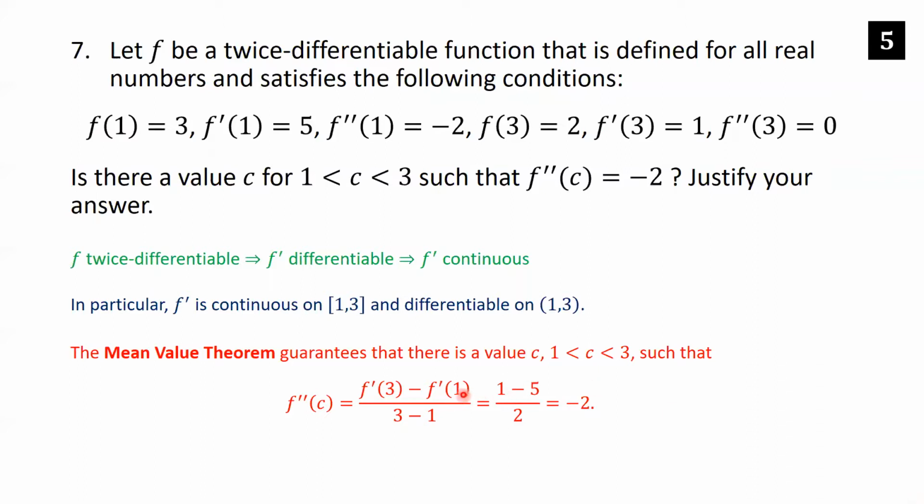And now we just compute. f prime of 3 is equal to 1. f prime of 1 is equal to 5. 3 minus 1 is 2. 1 minus 5, so that's negative 4 over 2, which is equal to negative 2.